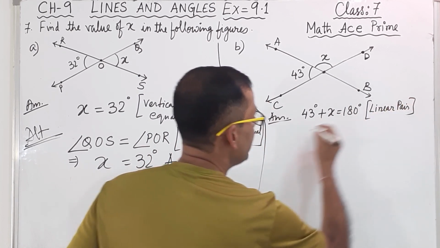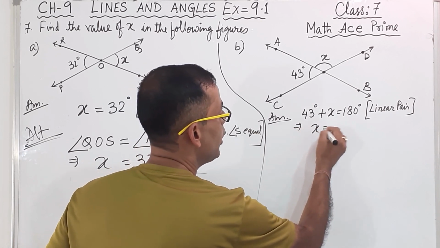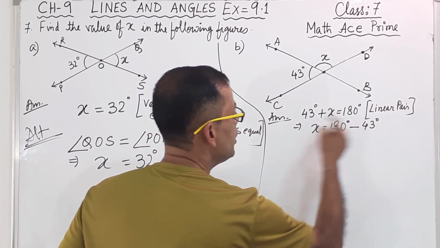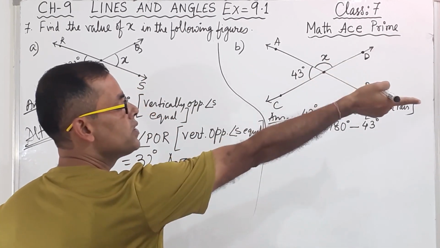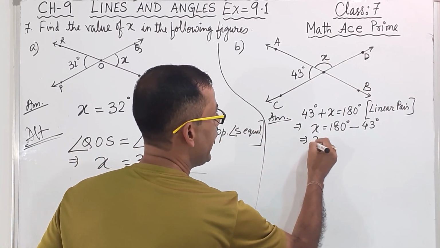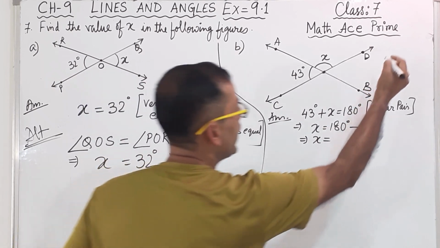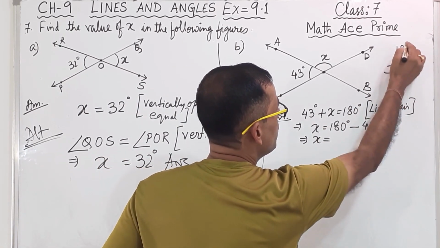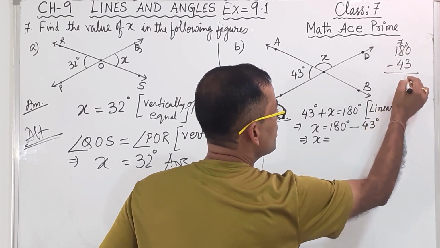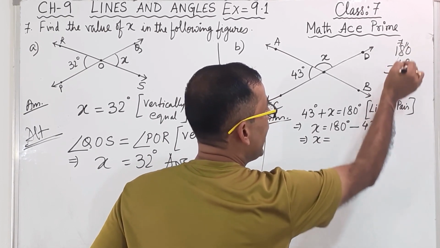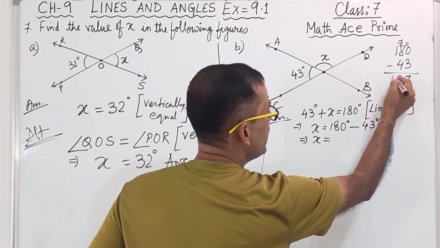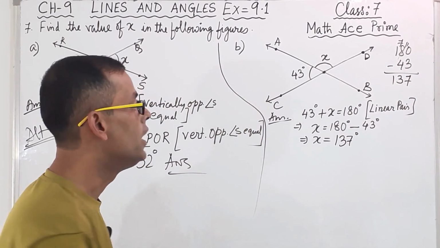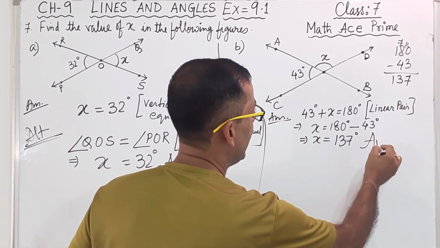Okay. And then x will be what? 180 degree minus 43 degree. 180 degree, this 43 goes that side. So what you get? x equal to, you have to subtract. So 180 and 43. You cut 7, 10, so it will become 7. And 7 minus 4 is what? 3. So what it comes? 137 degree. Clear or no? And you can write here answer.